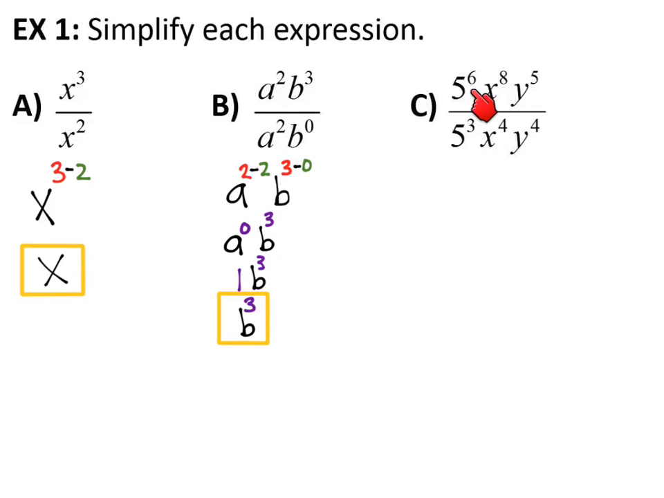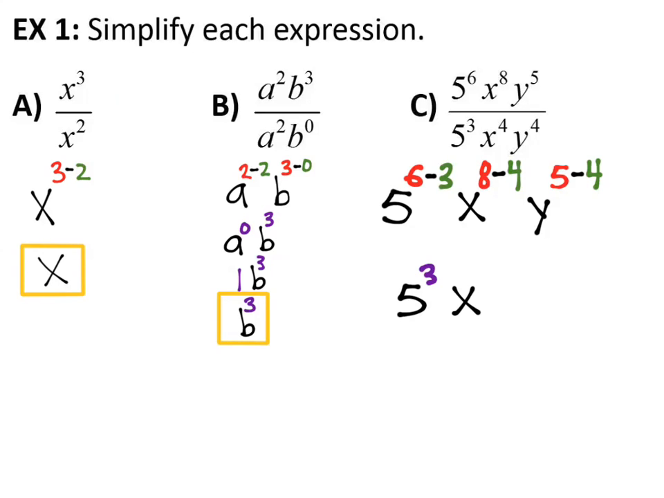This last one looks tough, but there are 3 pieces to it. We have the 5's, the x's, and the y's. So just take it a piece at a time. I have the 5, which is 6 minus 3. I have the x to the 8th minus 4, and y to the 5th minus 4. And that simplifies to 5 to the 3rd, x to the 4th, and y to the 1st, or just y.